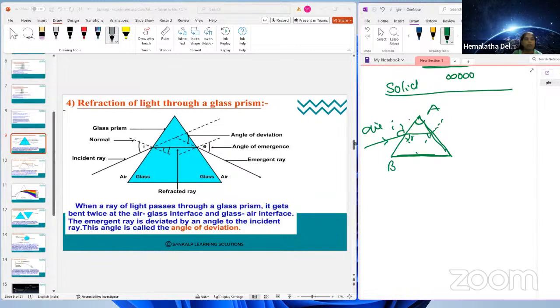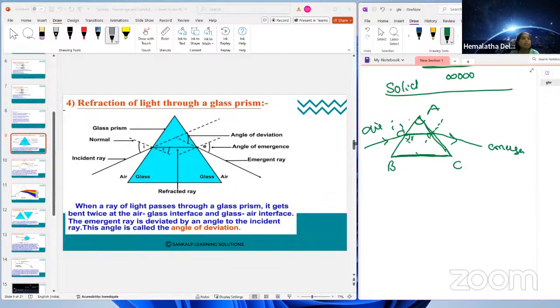It is ABC if you write. Light is incident on face AB. It bends, that is, refraction takes place inside the prism, and that refracted ray hits the other face of the prism so that it emerges out of the prism like this. This is known as the emergent ray.